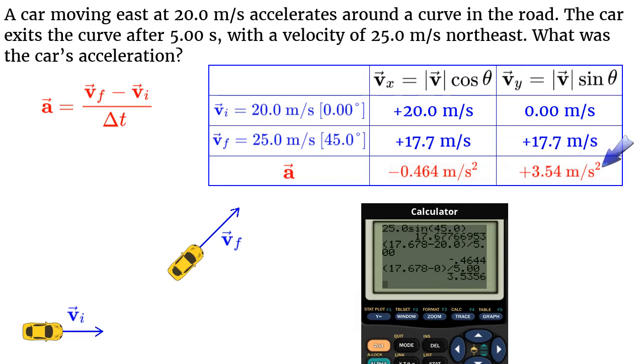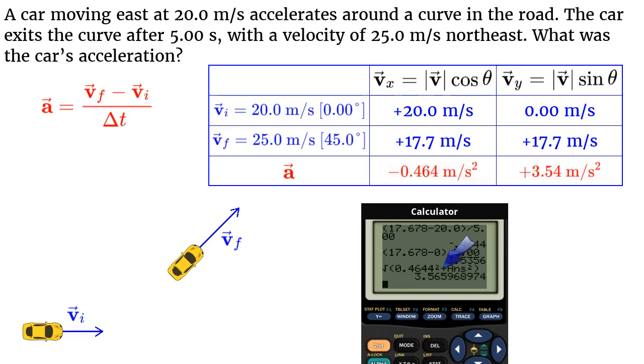If we want to convert the answer to polar form, as always, we would use the Pythagoras formula in order to calculate the magnitude of the vector. Typing in the 0.464 for the x component and the 3.54 for the y component, we end up with 3.57 meters per second squared for the magnitude of the acceleration.